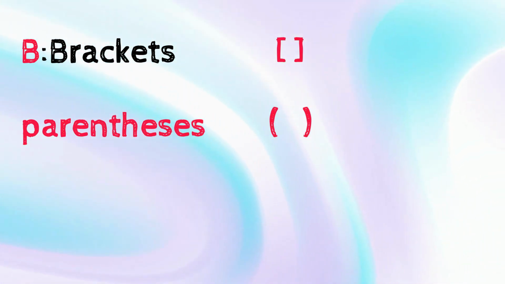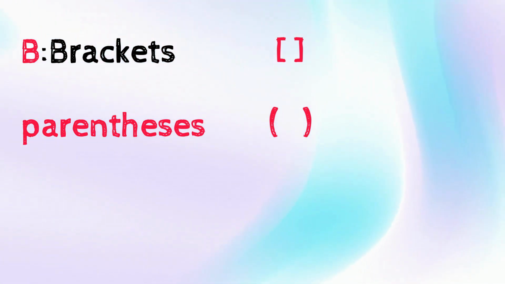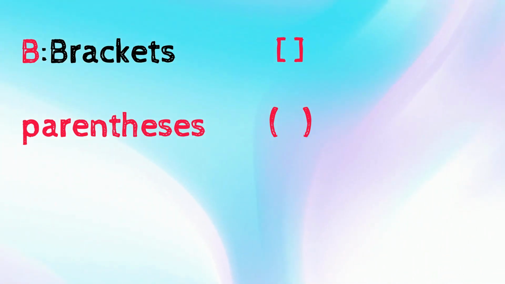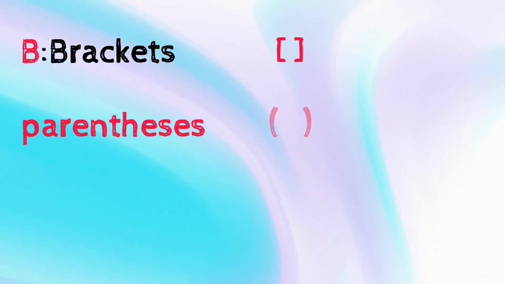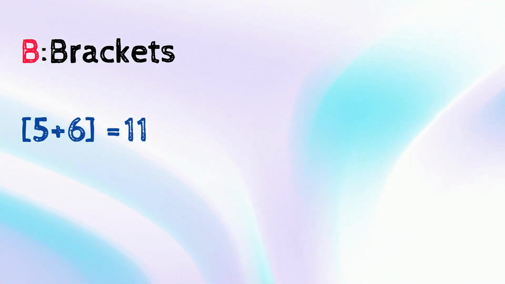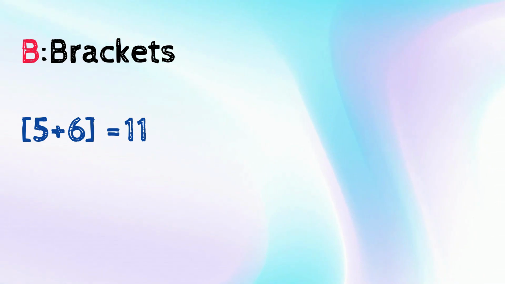So first of all, we do the operation that comes in brackets or parentheses, which are exactly the same thing, but we use different symbols for them. But for now, we'll just call them brackets and use their symbols. Brackets have these symbols that come in pairs. So if we have 5 plus 6, the answer is 11.